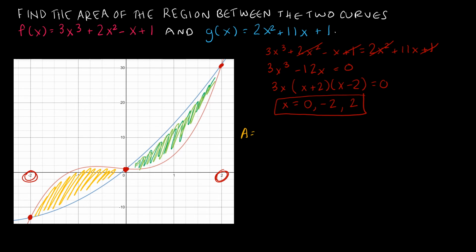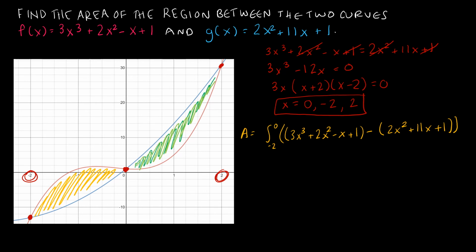again, I'm going to take the top function, which is f of x. So from negative 2 to 0, I'm going to integrate 3x cubed plus 2x squared minus x plus 1 minus 2x squared plus 11x plus 1. And that's going to give me the area of the yellow region.